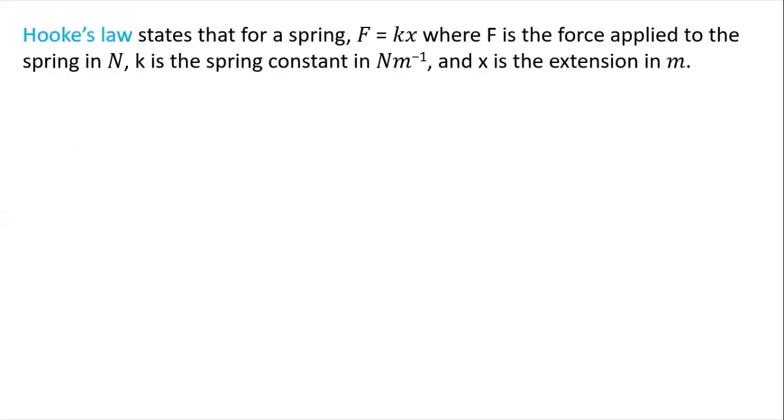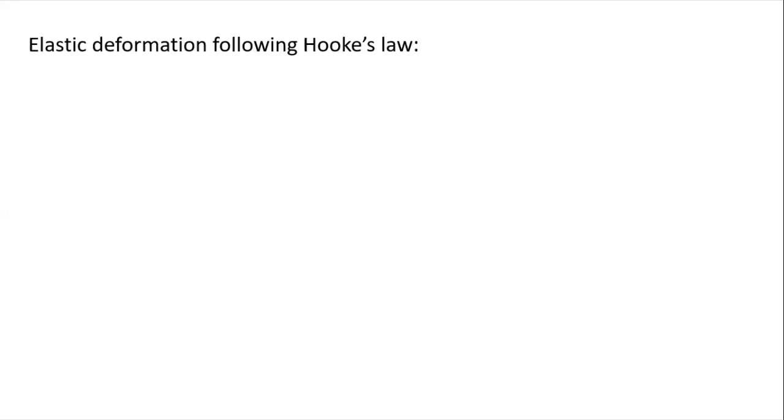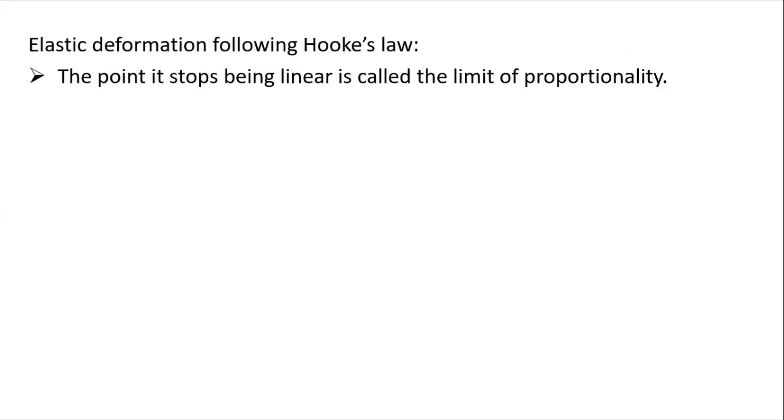Hooke's law states that for a spring, F is equal to k times x, where F is the force applied to the spring in newtons, k is the spring constant in newtons per meter, and x is the extension in meters. Linear, straight line, force extension graph. You can see like this. There are two regions, elastic region and plastic region. Elastic deformation following Hooke's law.